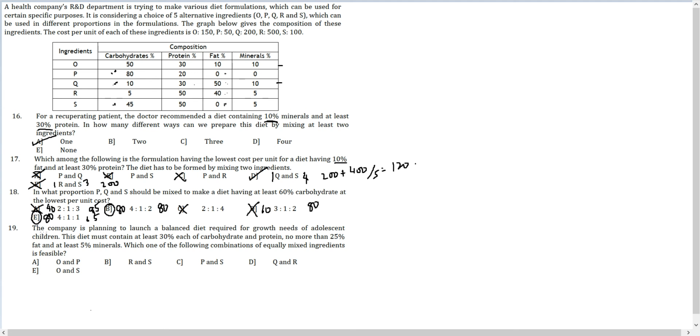For P, the price was 50. For Q, the price was 200. For S, the price was 100. So 4 into 50, 200. 1 into 200, 200. 200 plus 200, 600 by 7. Here, for option B, the price is 600 by 7. And for option E, the price will come down by 100. It will be 500 by 6.